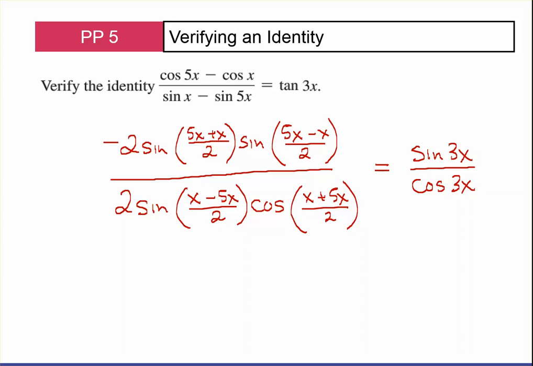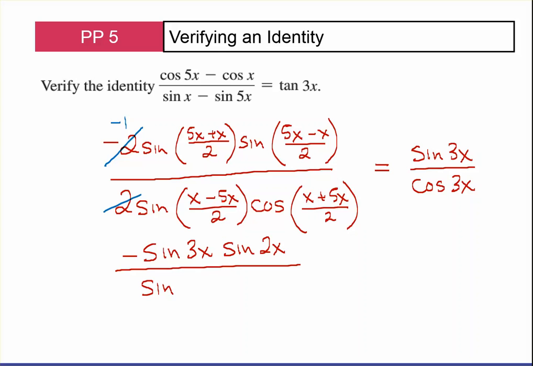Okay, so on back to the left side, everything is a product. That's kind of nice. The only thing I could probably get rid of right away is, how about the negative 2 and the 2? That's gone. So on top I'm left with, let's see, 5x plus x, 6x divided by 2 is 3x. 5x minus x is 4x divided by 2 is going to be 2x. With the negative in front, don't forget that guy. On the bottom, sine of, ooh, this is fun, x minus 5x is negative 4x. Negative 4x divided by 2 is a negative 2x.